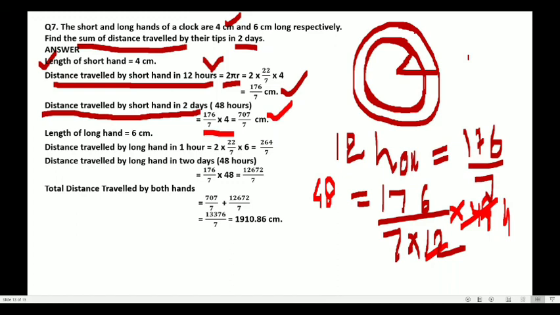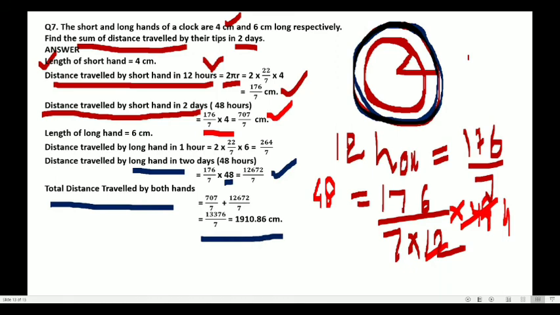Now the long hand has a length of 6 centimeters. The same way, if I take the long hand's rotation, this will also be a complete rotation, and in 12 hours it takes a complete rotation, which will be the circumference of this clock, 2 pi r. The same way, the distance traveled by the long hand in 2 days will be 176 by 7 into 48, whatever the calculations we have done here, and then we have to find the total distance. This is the total distance traveled by the tips of the short hand and the long hand of the clock.